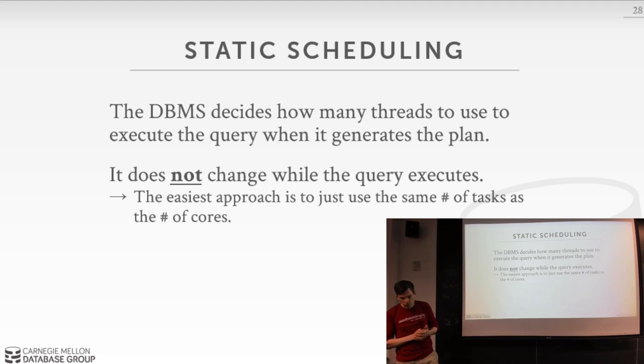All right. So the easiest way to do this is what's called static scheduling. Ahead of time, when we generate the plan, we fix the number of threads we're going to use to execute the query. It could be something really simple: I have 10 workers, I'll have 10 tasks, and just shove them out. Then as you're executing the query, you don't reassess whether you want more or less parallelism. You just go with whatever you selected at the beginning. Typically, this is what most people do, and this is what we currently do in our own system, because we just say, I know I have 10 cores, so let me make 10 tasks.